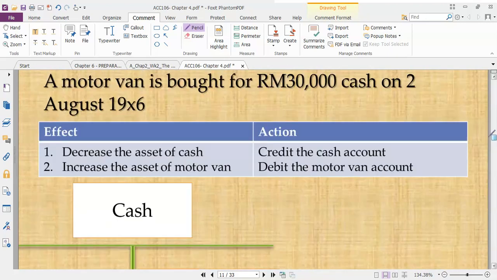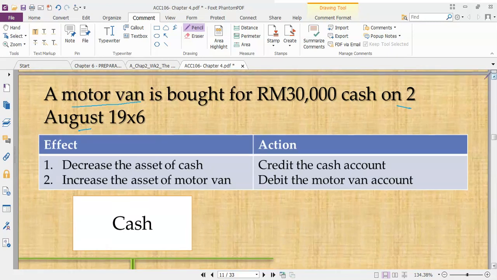Okay. Second, a motor van is bought for 30,000 cash on 2nd August. Okay, we bought a motor van. Motor van, what element? Class, asset. Okay, that is our asset. Very good.